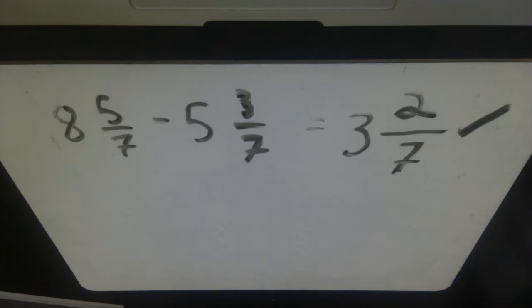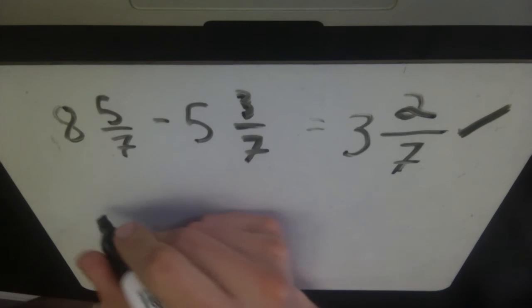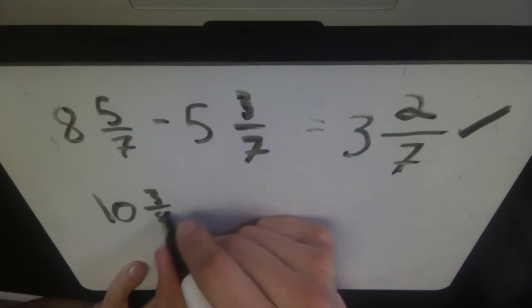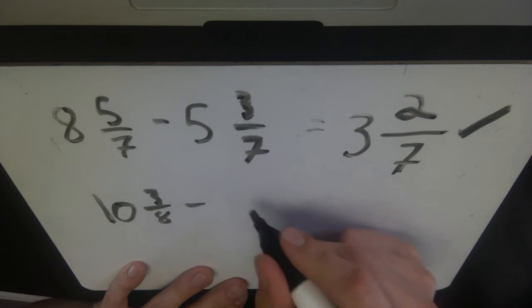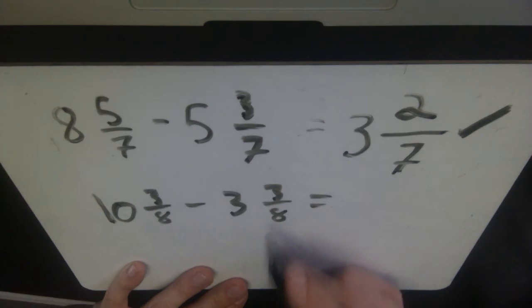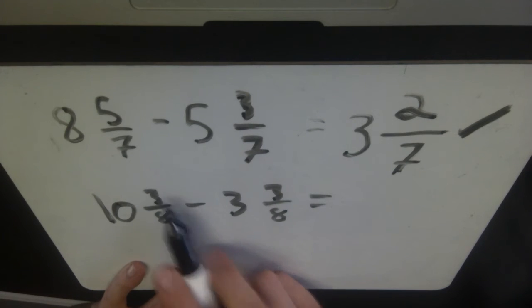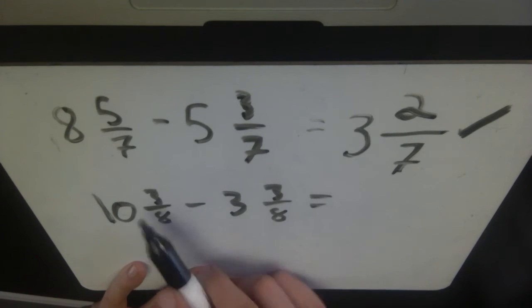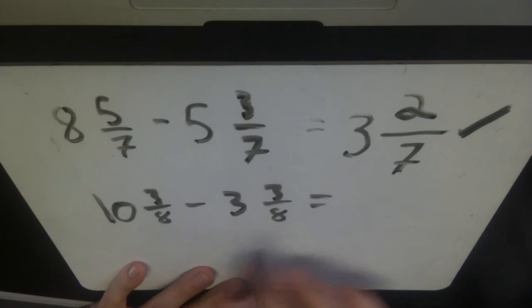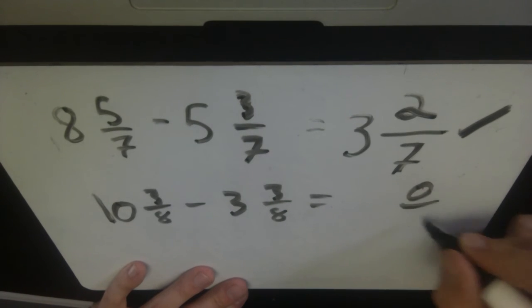In B, we have 10 and 3 over 8, subtract 3 wholes and 3 eighths. So same thing here. My denominators are the same, so subtract my top numbers, my numerators. 3 minus 3, well, we get 0. Carry over my 8, I would have 0 over 8.